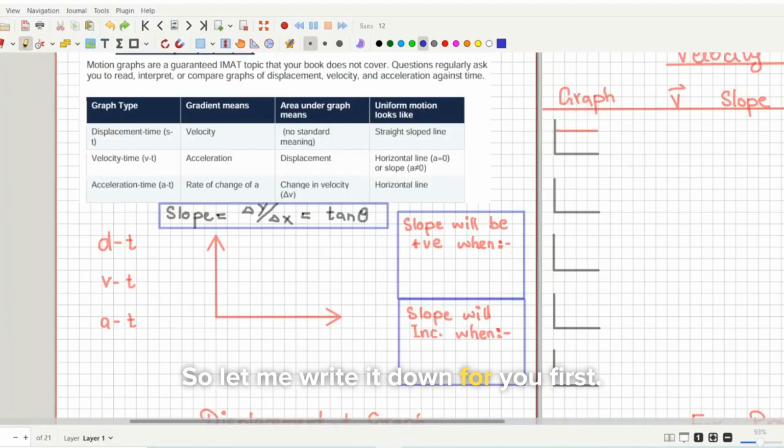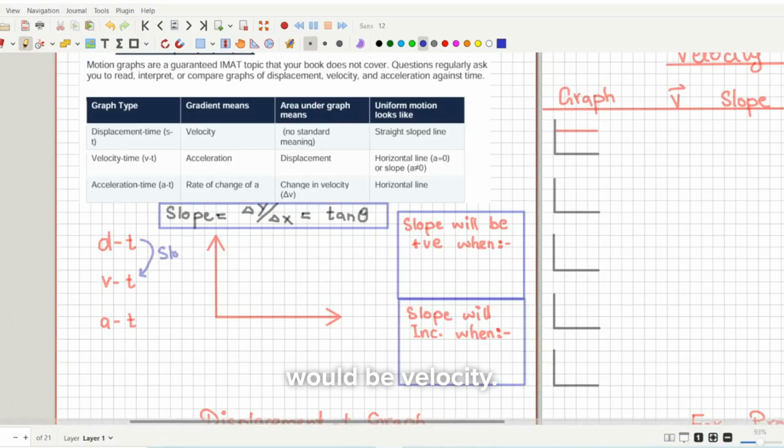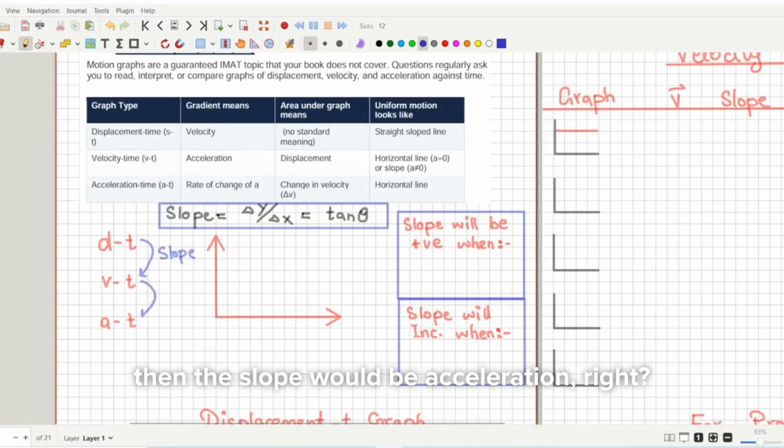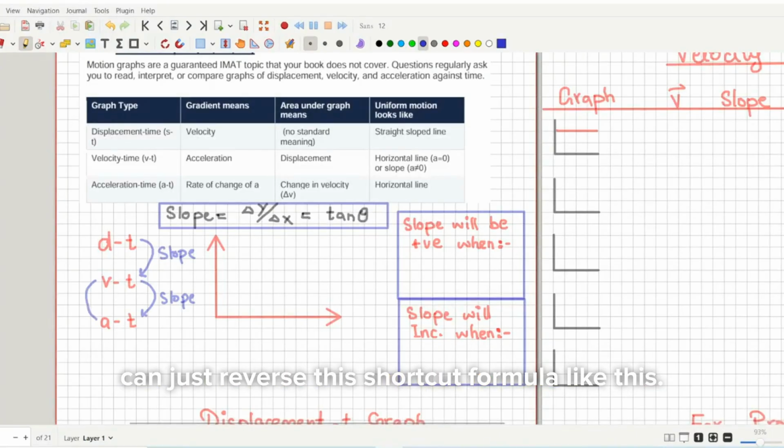So let me write it down for you first. If you have a displacement time graph, the slope would be velocity, and if you have a velocity time graph, then the slope would be acceleration, right? You can also say the slope, or you can also say gradient. So what about the area under the graph? If you talk about the area under the graph, you can just reverse this shortcut formula like this.